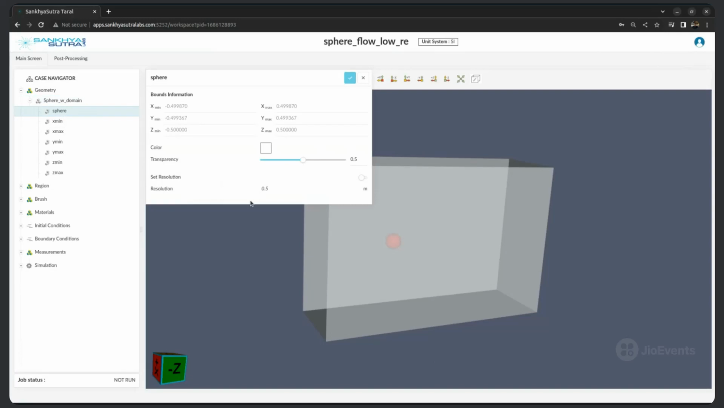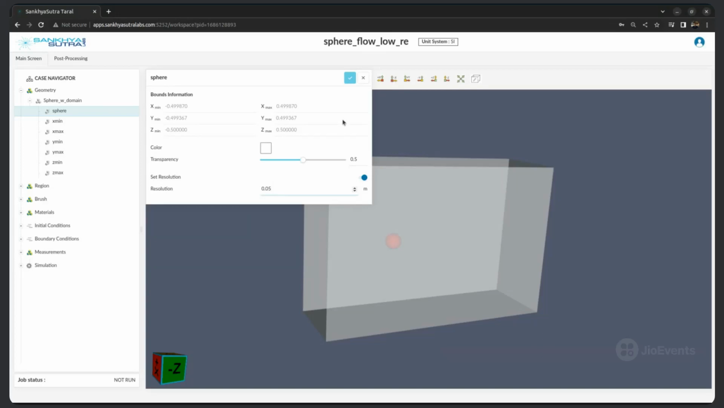I'll set up a multi-resolution case for the sphere flow problem. And the way to do that is I say I want to set a resolution for this surface called sphere. And I'll say I want cells that are 50 millimeters in length. Because my diameter of the sphere is 1 meter, I want to use 20 cells per diameter. So I'll set a resolution of 50 millimeters.